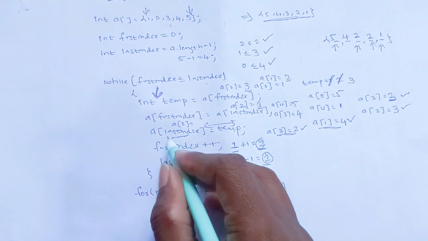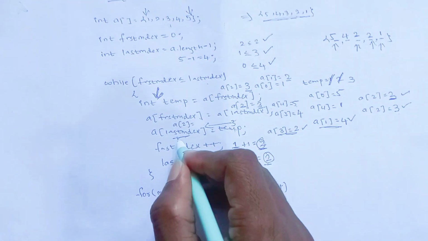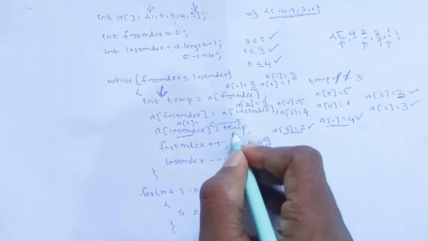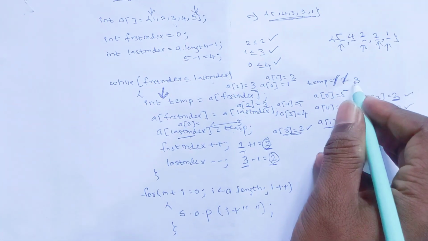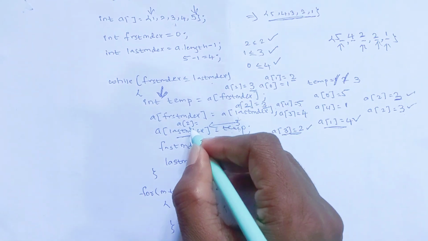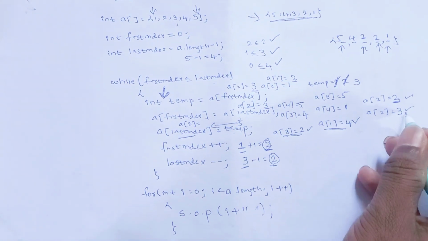Okay. Then A of last index equals temp. The last index updated value is 2. That is A of 2 equals temp. The temp updated value is 3. So 3 will be stored into the A of 2. So A of 2 equals 3.